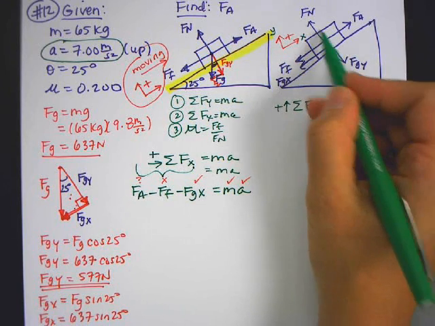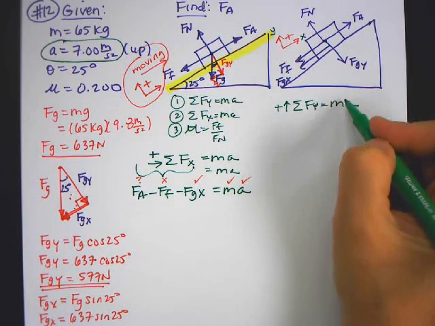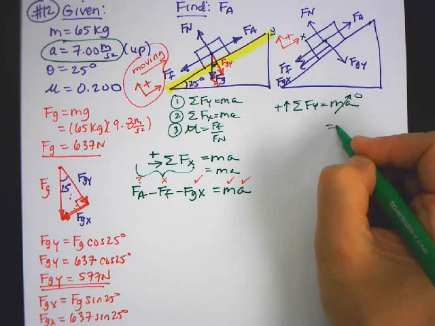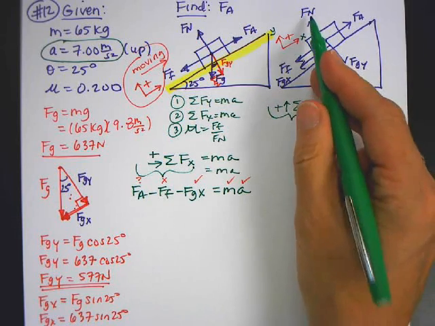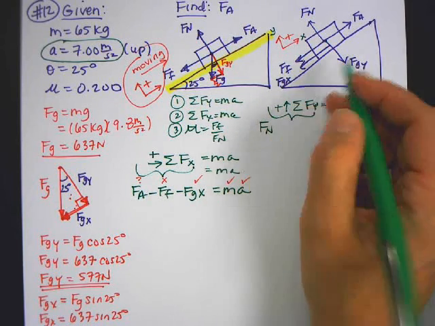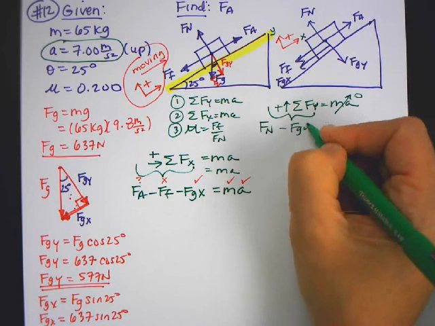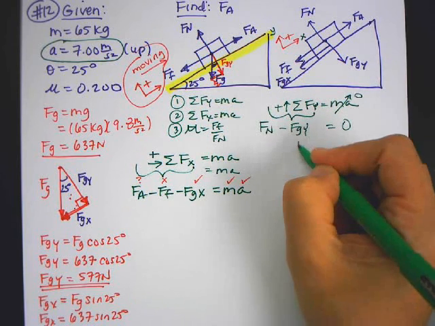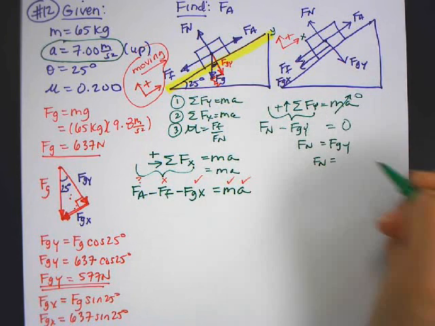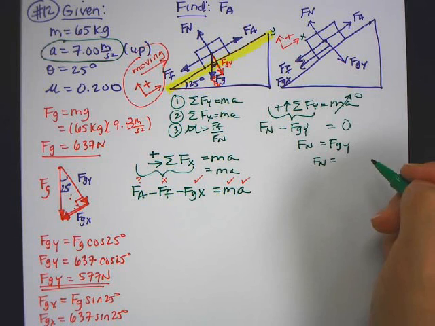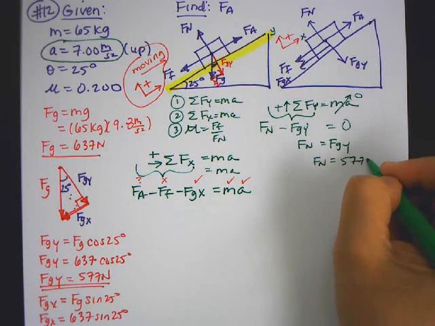Is this block accelerating in the Y direction? No, it's not even moving. So this is 0. Now I'm going to replace this with all the forces going in the Y direction. So Fn is positive, FGY is negative, and that's equal to 0. So F of n is equal to FGY, so F of n is equal to 577.